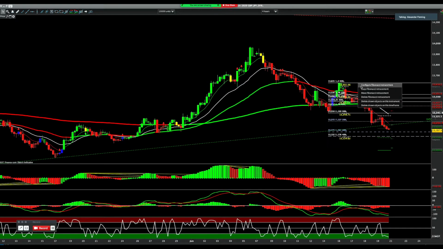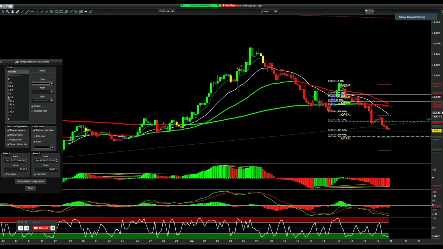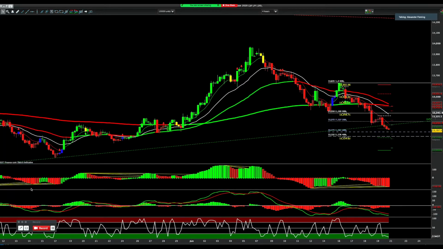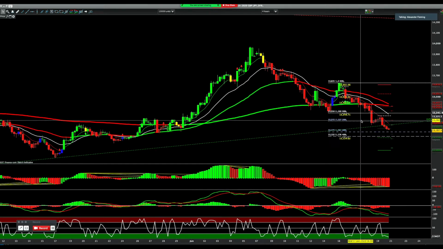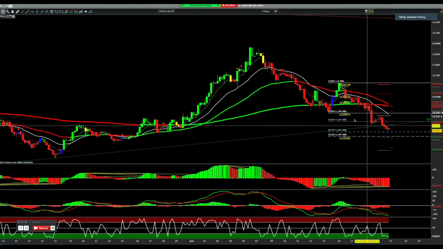You don't need the fibs in between, because we're not looking for the 61.8 or the 50% or any of them. We're actually looking for the extension levels, the 127.2% and the 161.8%. And we use these in conjunction with other confluences. We don't ever just use these on their own.